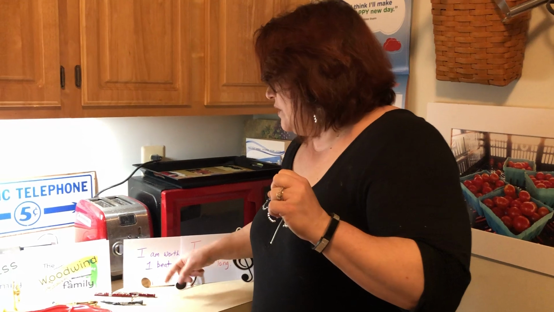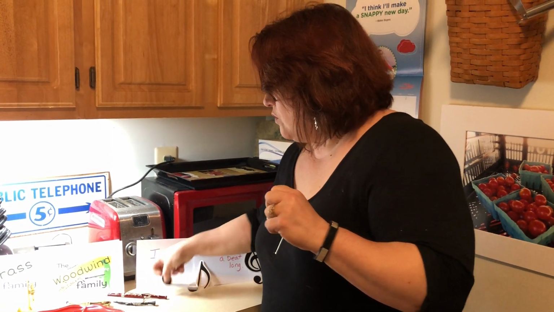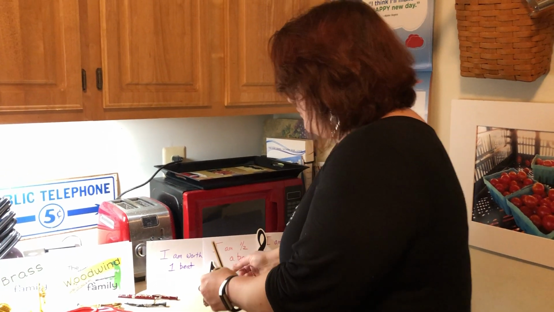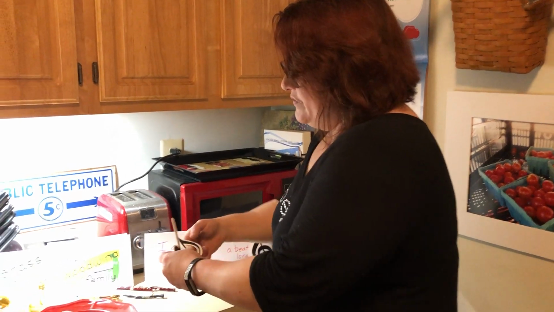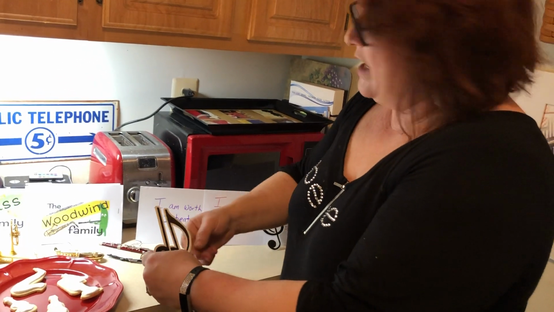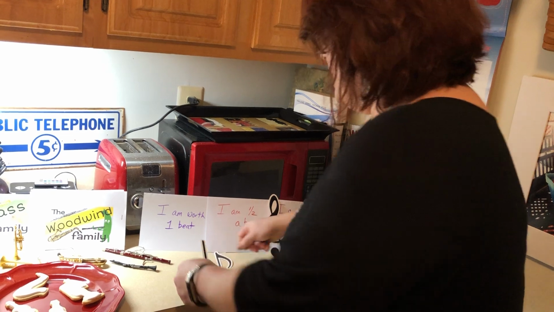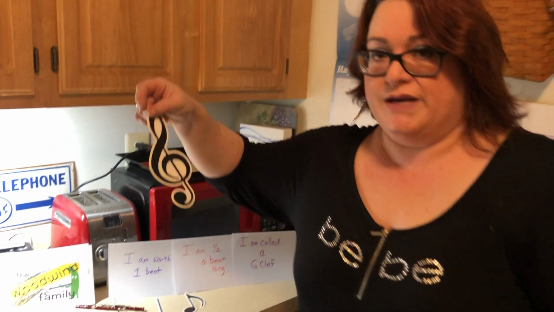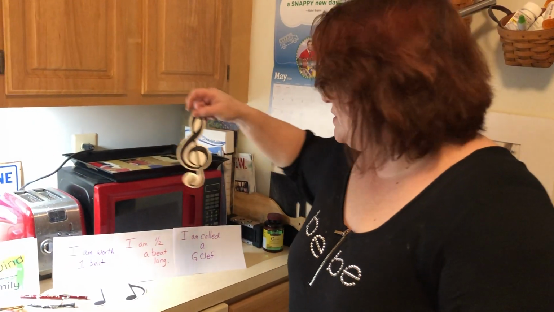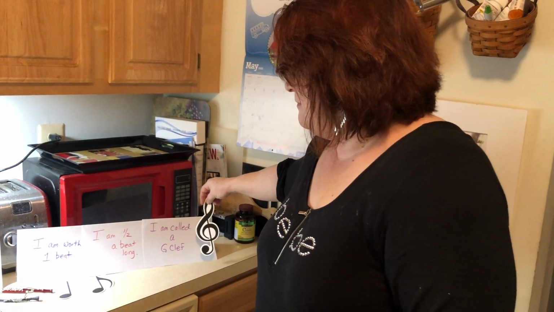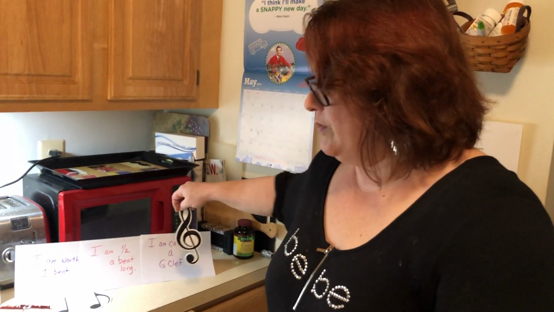Okay? So here, I've added a couple music values. A quarter note is equal to 1 beat, so that's what my quarter note looks like. If I add a flag to it, if you take a look at this, it's almost the same thing. Add a flag, it's a half a beat. And this is my musical GPS telling me what notes to use. It's sometimes called a G clef, but it is also called a treble clef.